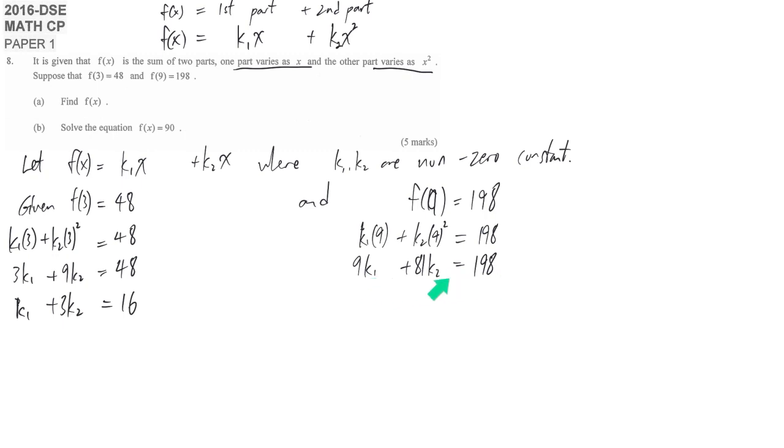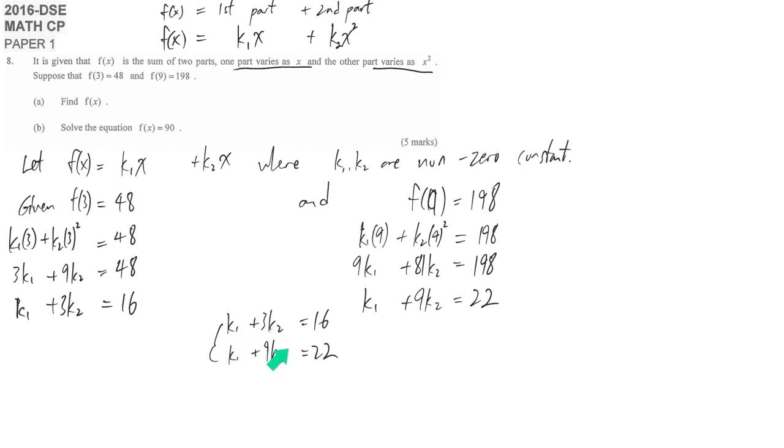Similarly here, I realized that 9, 81 and 198 are all divisible by 9. So I divide both sides by 9 to get k1. After this simplification, we already find the same term k1 and k1. If I copy down, it's k1 plus 3k2 equals 16, k1 plus 9k2 equals 22. If I subtract them, k1 minus k1 will disappear, and only one unknown is left. Then we can handle the linear equation.